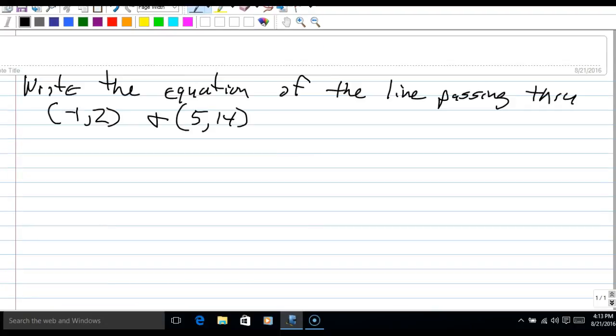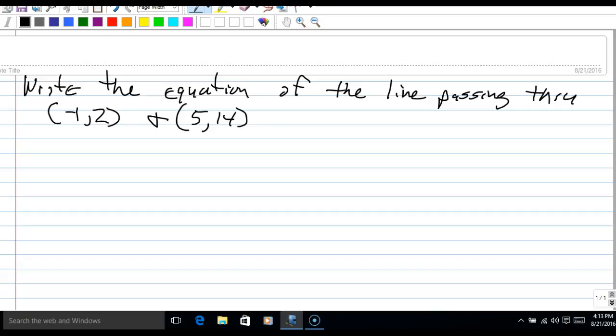We're still writing the equations of lines, and we have two formulas which we're going to use. We discussed both of them. One is the slope y-intercept, and the other one is called the point-slope form of the equation of a line. Here I'm asking you to write the equation of the line that passes through the points (negative 1, 2) and (5, 14). Well, I have a point through which the line passes. In fact, I have 2 points through which the line passes. I don't know the y-intercept, so I'm not going to use the slope y-intercept form.